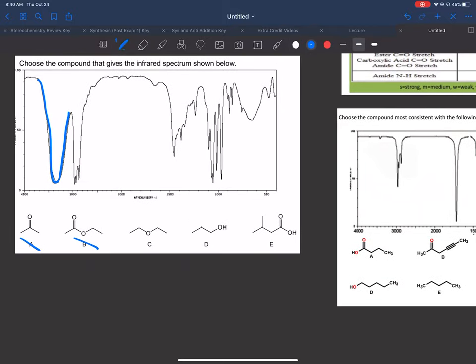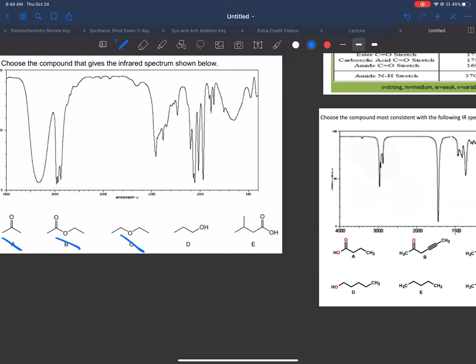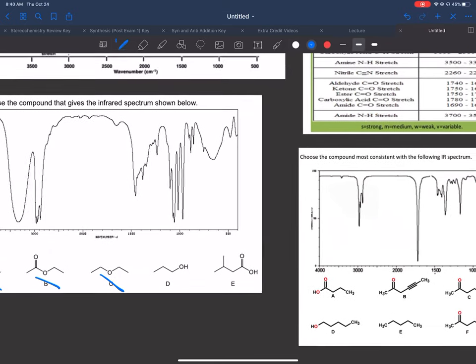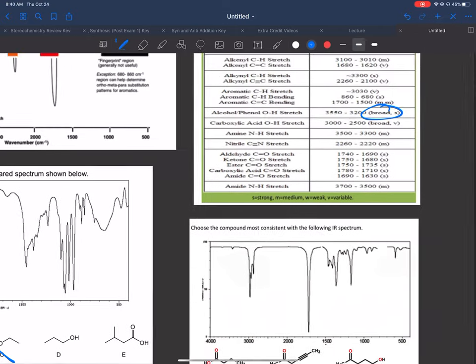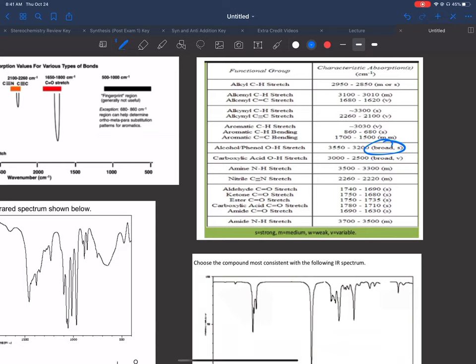All right, now we're down to two choices, D and E. D is only an alcohol, E is a carboxylic acid. A carboxylic acid also has a carbonyl, so we should look for the carbonyl peak, right? A carbonyl, where is that? That is going to be right over here.